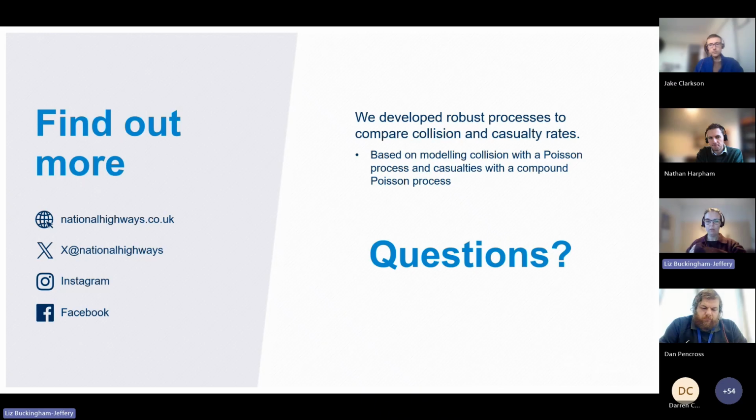methods was really important. So we really did go back to the beginning in our thinking. Yes, we've been using these Poisson process based hypothesis tests for ages in National Highways with collisions, but we really wanted to go back to the start and think about, okay, where does that come from? Is it okay to use it with casualties? And then work through all of those steps as Jake explained.